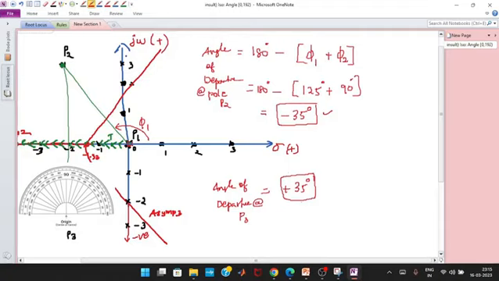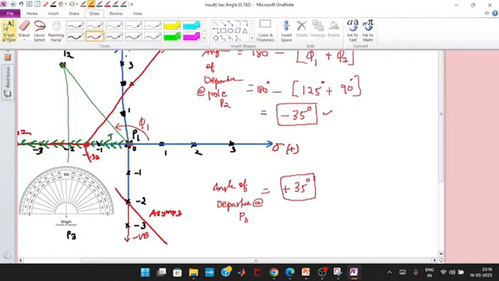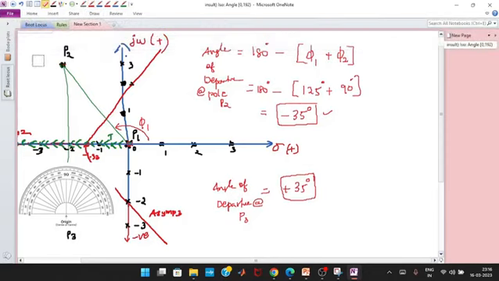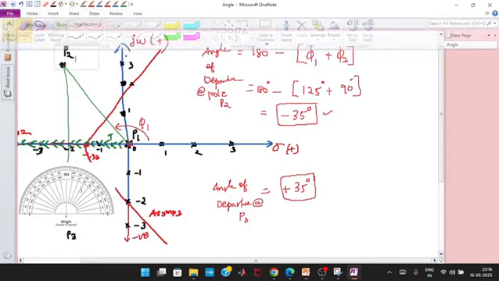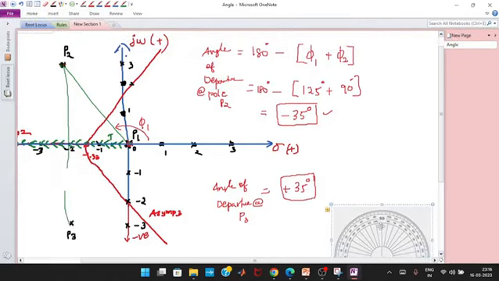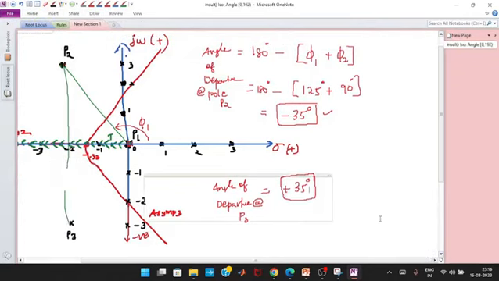Now we have to mark those angles. So now I'm marking those. Now let me erase this one so that I can move it, because that is not necessary for the calculation purpose.